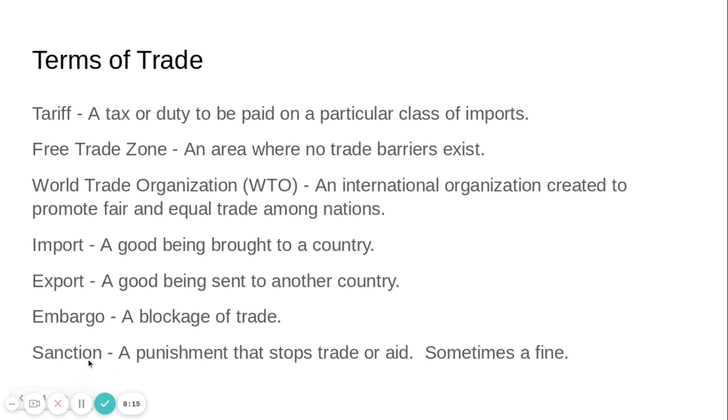And then a sanction is a more modern day thing, a punishment that stops trade or aid. It sometimes can be a fine, and that can be given out by an organization like the World Trade Organization or the UN, or individual nations can place sanctions on people, stuff like that.